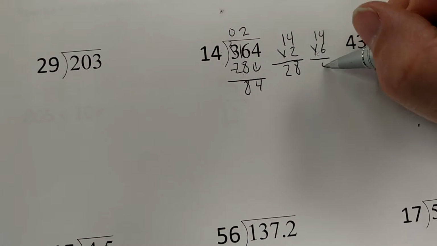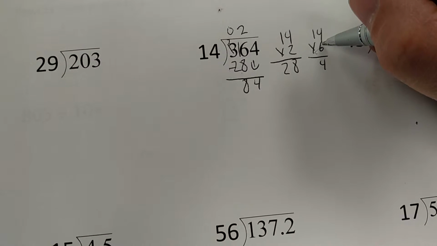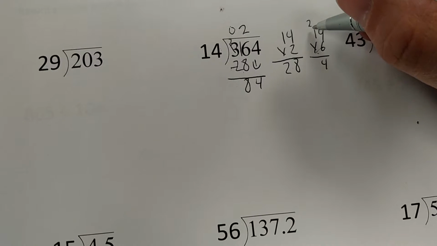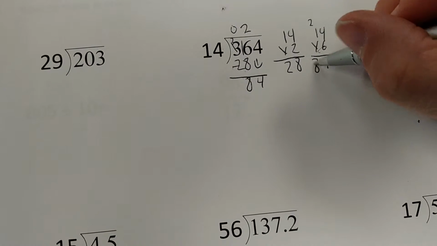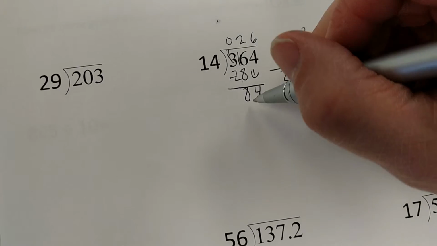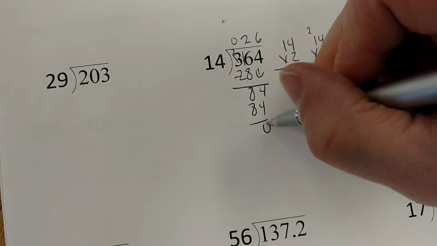14 times 6 gives us 24. Here are my 2. 6 times 1. 6 plus 2 is 8. Hey, and 6 was perfect. So there's my 6. Subtract my 84, and I'm all done.